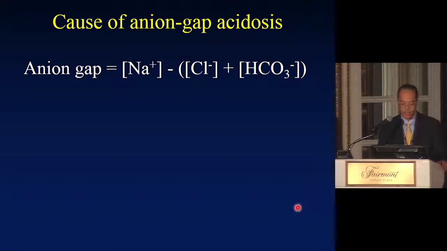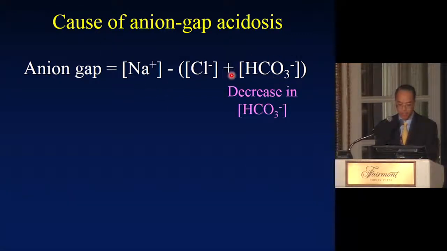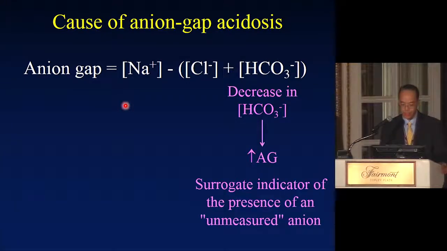So if the anion gap is the sodium minus the chloride plus bicarb, if the bicarb goes down and everything stays the same, then the anion gap has to go up, right? If the bicarb goes down by 5, your anion gap goes up by 5. And really what this is measuring is a surrogate indicator of an unmeasured anion. So that 5 is actually 5 milliequivalents per liter of lactate that's appeared in the blood now.